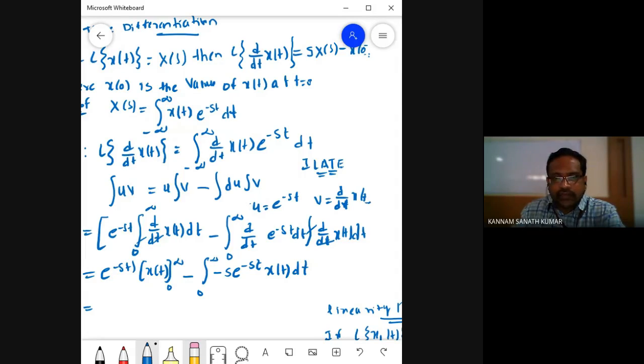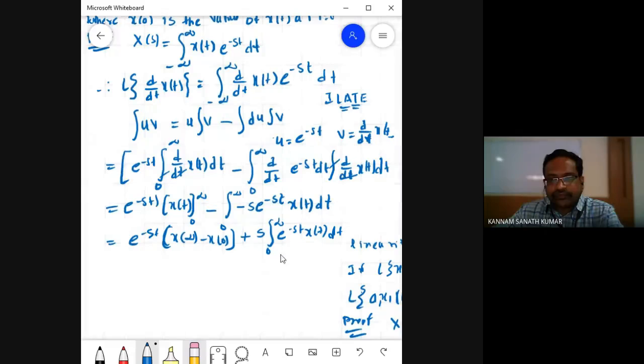So here e power minus st into x of infinity minus x of 0. I'm applying the limits, minus into minus plus. s is anyway a constant, you can write it outside. So 0 to infinity e power minus st x of t dt.